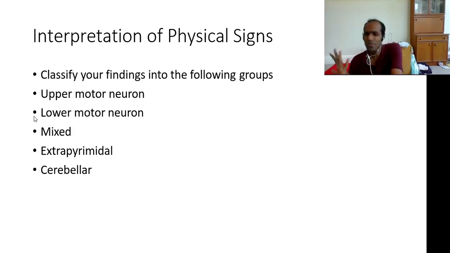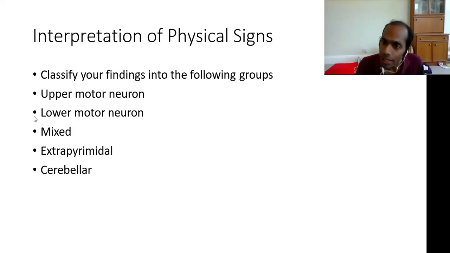In lower motor neuron lesions there is no such specificity. Flexors and extensors are equally affected. There is no difference.